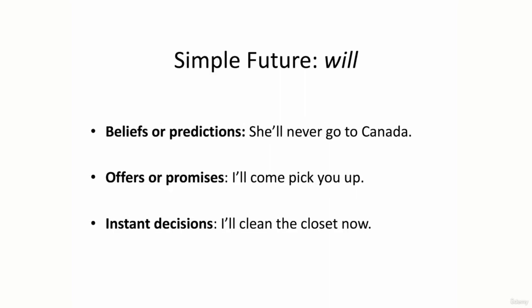Well done! Let's move on to review and practice of the simple future and continuous tenses. There are two common ways of talking in the simple future, with the modal auxiliary verb will or the construction going to. We use will to express beliefs or predictions about the future. She'll never go to Canada.